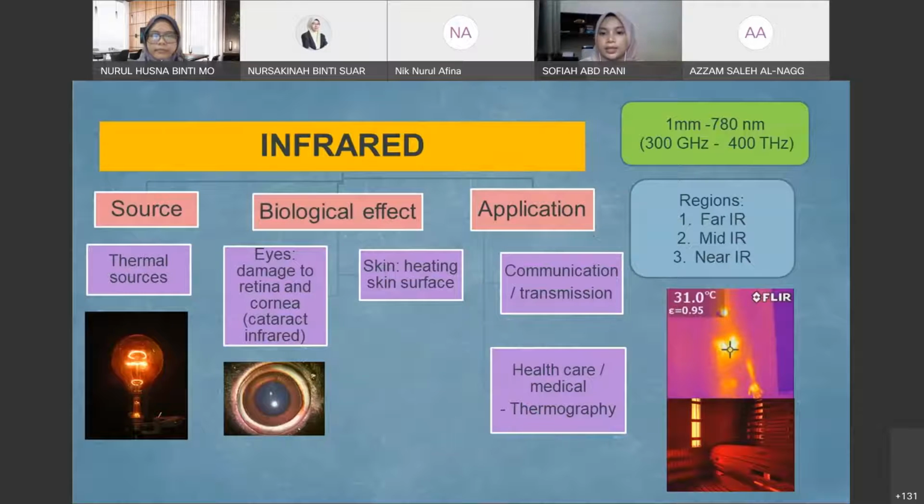Do you guys know that infrared is used in thermal cameras to hunt for ghosts? Anyone know? Never heard of.